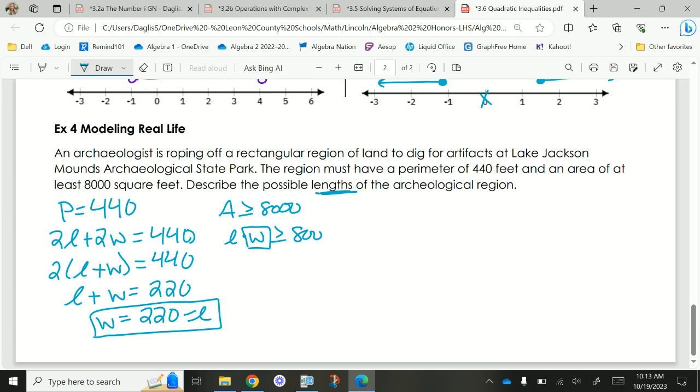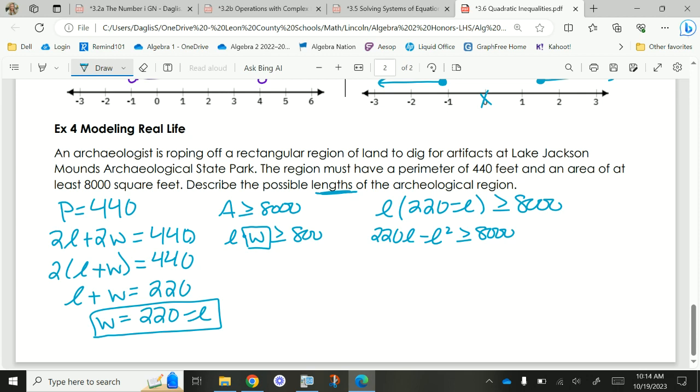All right, so instead of length times width, now it's going to be length times 220 minus L. That has to be greater than or equal to 8,000. Are we okay? I'm going to distribute the L. So I'm going to have 220L minus L squared greater than or equal to 8,000.